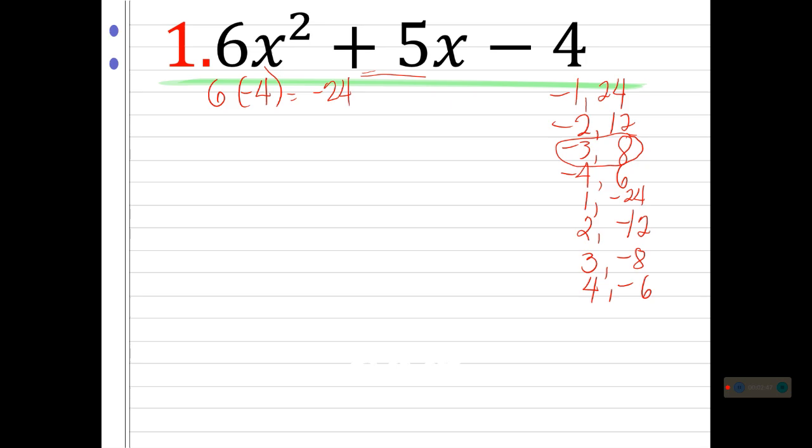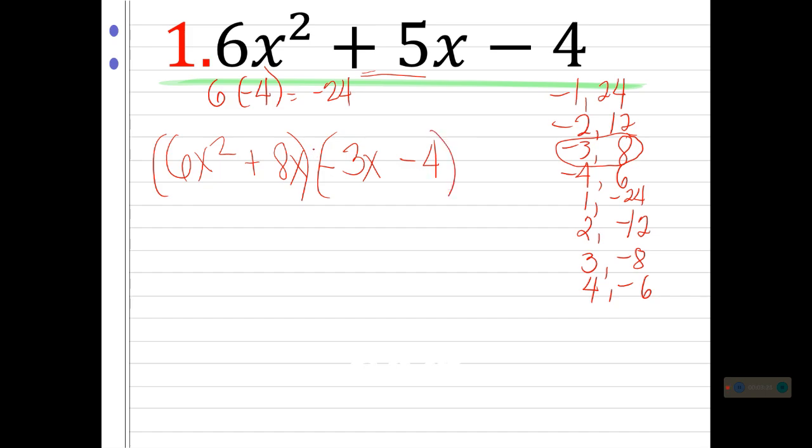So, therefore, you can have here 6x squared plus 8x, negative 3x, then minus 4. After rewriting, you are going to use this expression to group the first two terms and the last two terms. So you may have here the first group and here the second group.